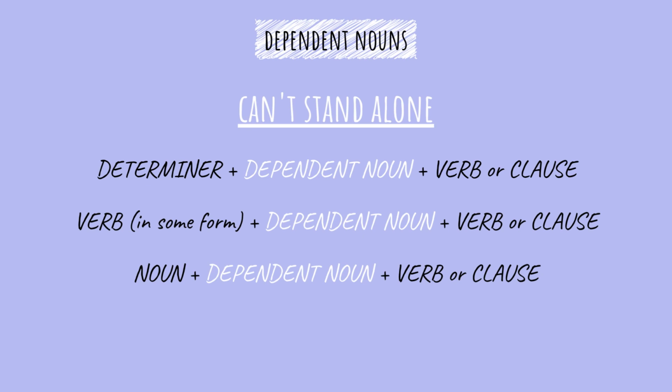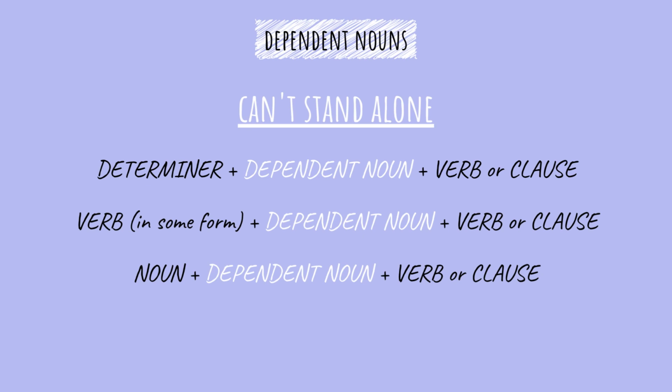For example, you can have a determiner, let's say that, a dependent noun, and then you finish off the sentence with a verb or a clause. Then you can have a verb, usually in some modified form, then a dependent noun, and again you finish off the sentence with a verb or a clause. Also, you can have a noun, and then a dependent noun, and then a verb or a clause to finish the sentence.